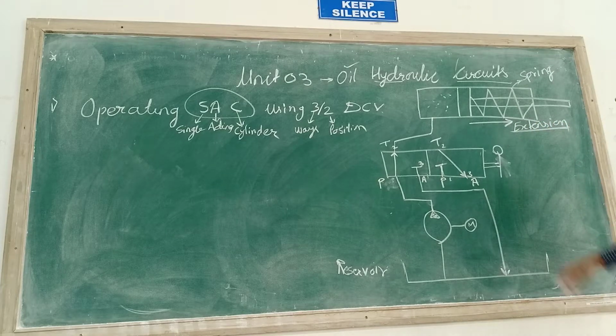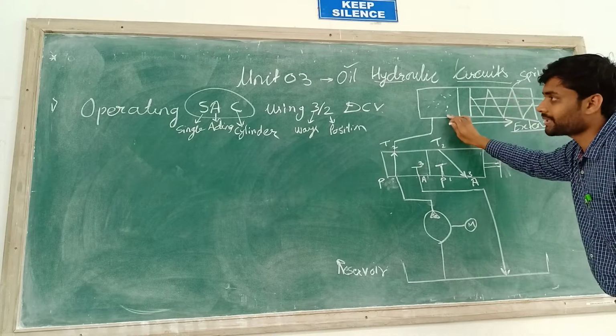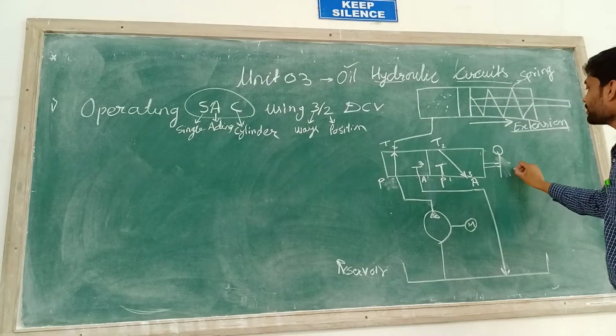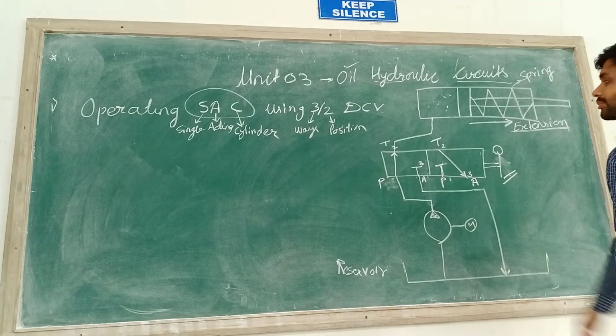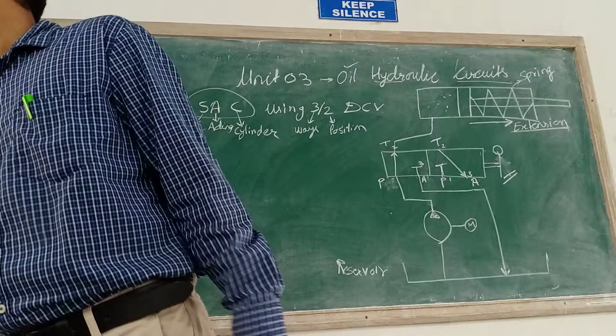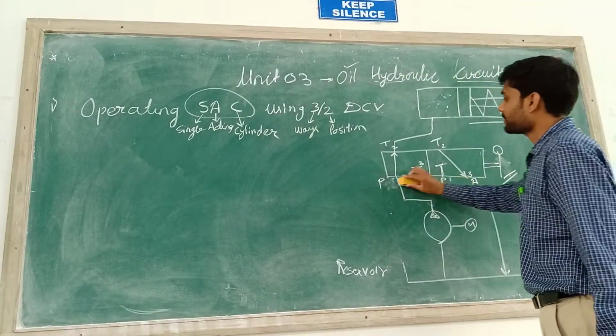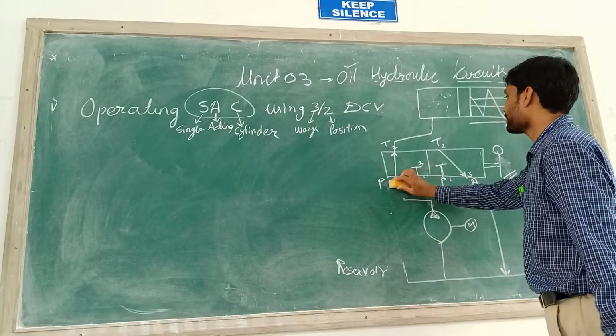Okay, now we want to take this piston again in the inward direction. So to take this piston in the inward direction, we change the position of this direction control valve by operating the lever here. So what we are going to do? We are using this lever to change the position of this direction control valve.